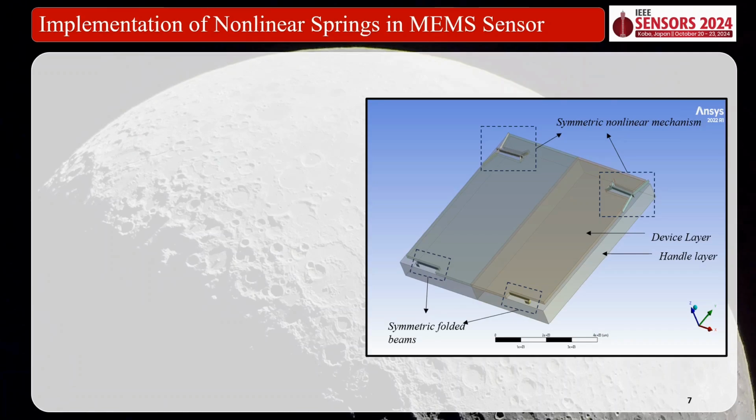This is a device layer. The top one is a device layer, and all the features are patterned in the device layer. And also we have a handle layer at the bottom. And these two nonlinear structures work with two symmetric folded beams to suspend the proof mass.